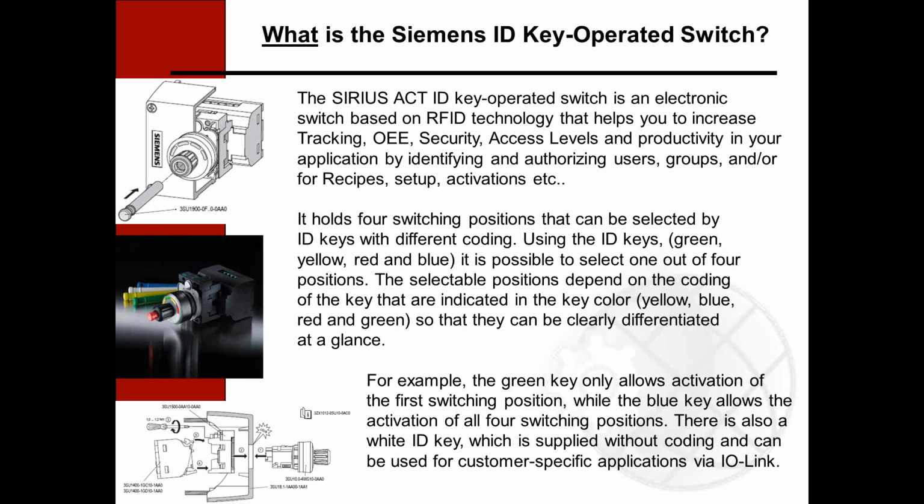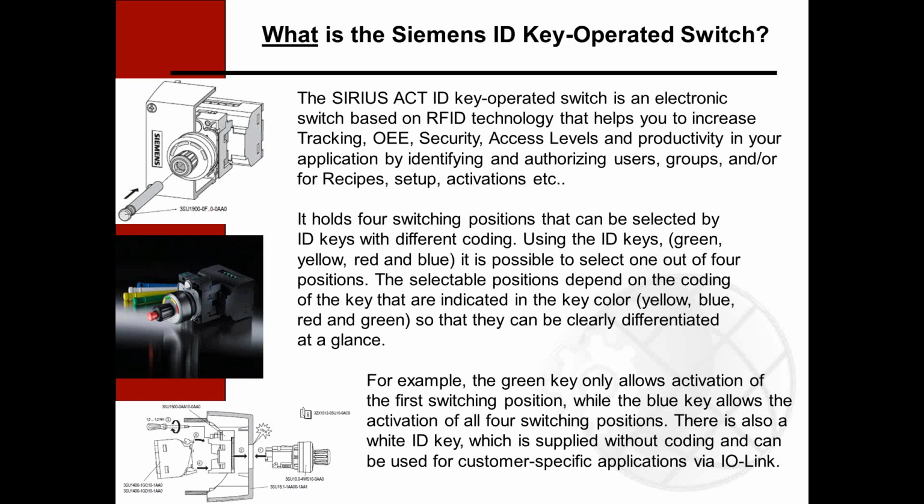So the switch itself has 4 switching positions, and those switching positions are similar to a selector switch, can be selected, and the availability of those 4 switching positions depends on the key itself. The colored keys, the green, the yellow, the red, and the blue, have fixed access levels. So the green only allows you to use the first position, the yellow, the first and second position, the red, the first, second, and third position, and the blue would be all 4 positions.